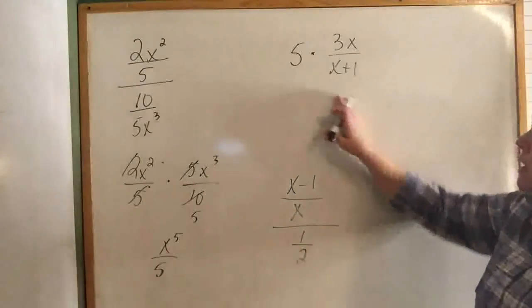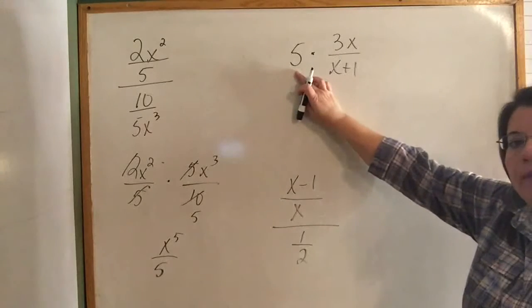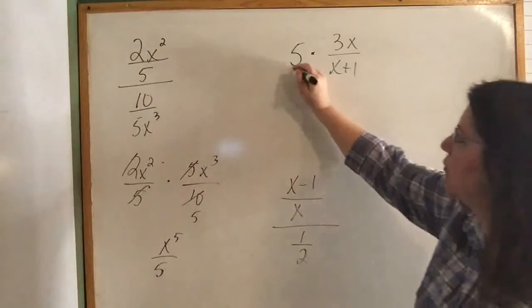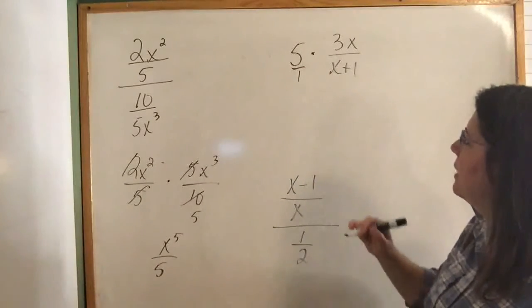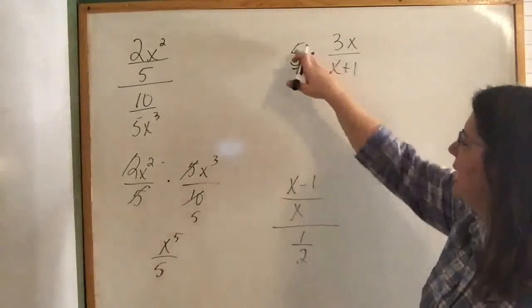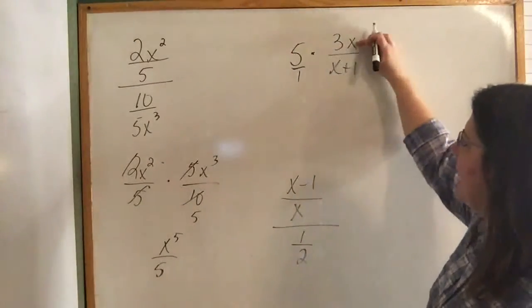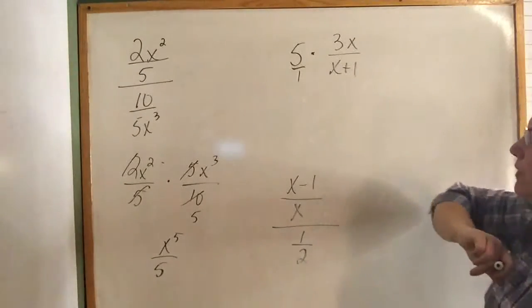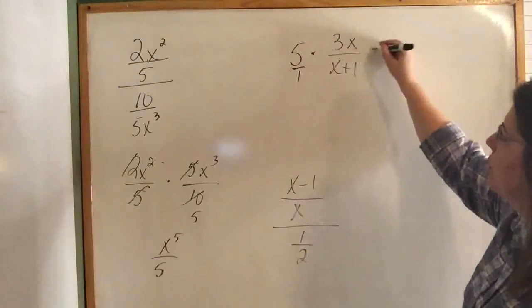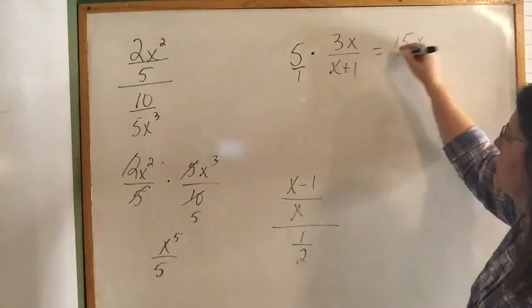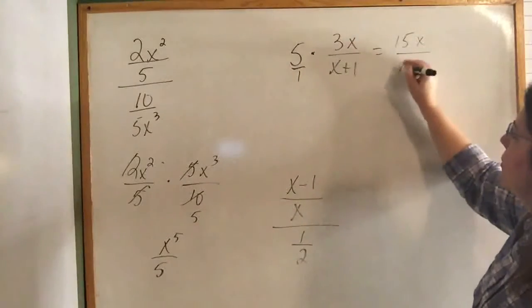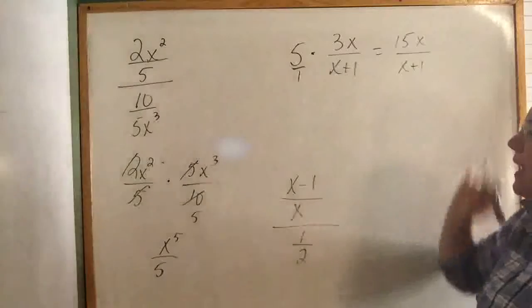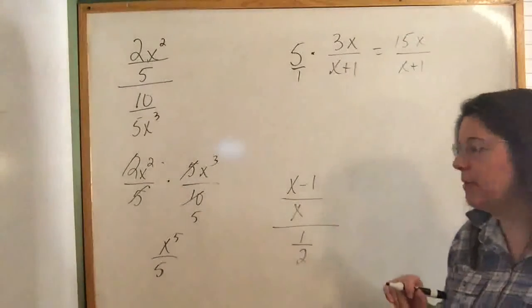For this one, you can treat the 5 as a fraction, as 5 over 1. So at this point, it doesn't look like anything cancels out diagonally. I can't cancel the x's because this x is attached to the one with an addition, so I just multiply straight across. That would give me a 15x over 1 times x plus 1 is x plus 1, and that's all I can do with that one. There's nothing there that will simplify.